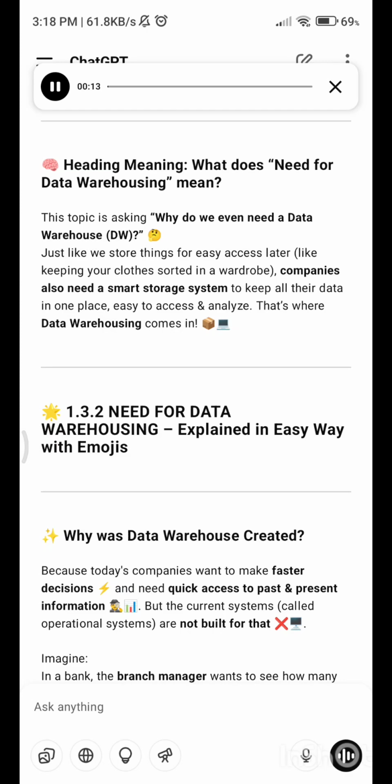Heading meaning. What does need for data warehousing mean? This topic is asking, why do we even need a data warehouse? Just like we store things for easy access later, like keeping your clothes sorted in a wardrobe, companies also need a smart storage system to keep all their data in one place, easy to access and analyze. That's where data warehousing comes in.